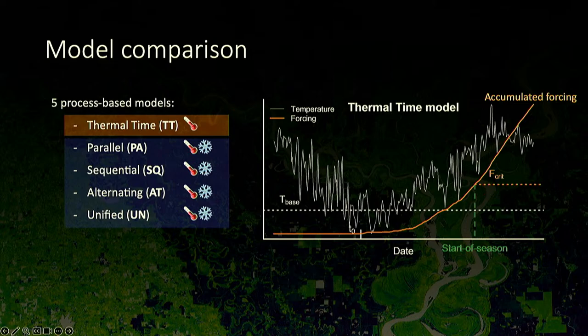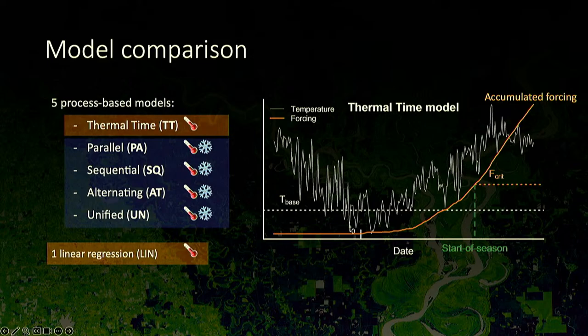Then these models consider chilling in different ways. I'm not going to show the equations, but in general, they are hypotheses about different chilling processes and how chilling affects the accumulation of spring forcing. So ideally, if I fit all of these models to my data, and any of these chilling models outperformed my thermal time model, I would say chilling is important.